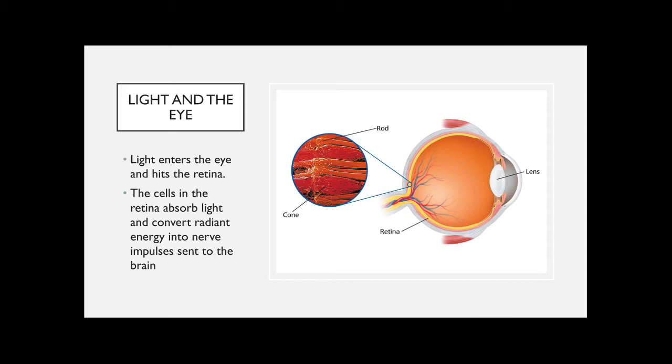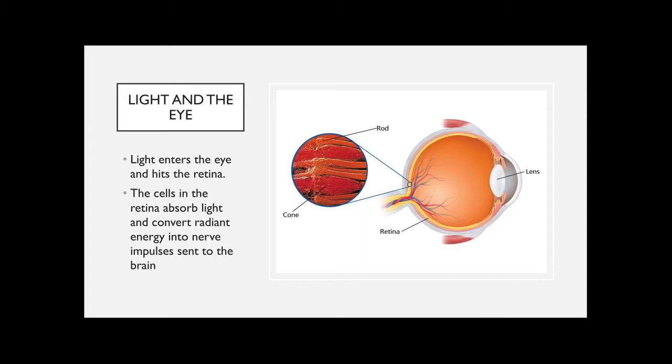Like when we talked about sound in a chapter before, we had to talk about the ear because the ear is heavily involved in how we perceive sound. So when we talk about light, we obviously have to talk about the eye. So let's talk about how the eye is involved in light.